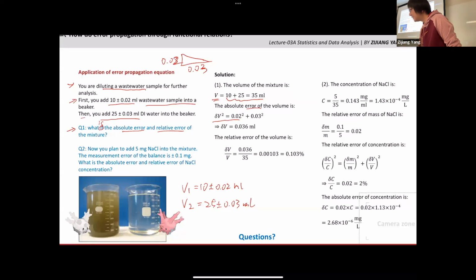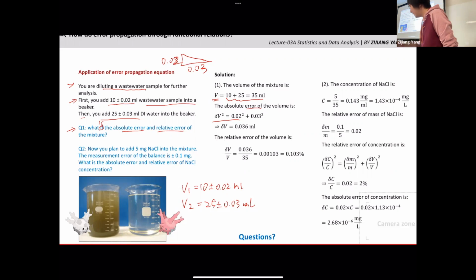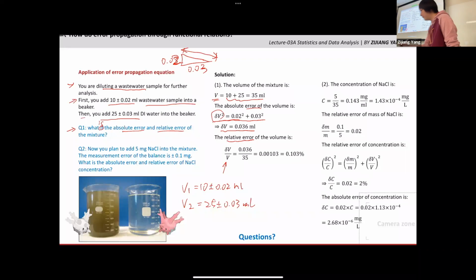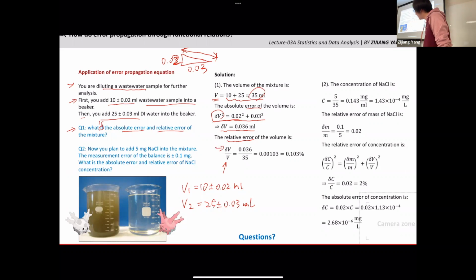I guess this should be 3, this should be 2, because this one is definitely larger. But the concept is the same. Then we can calculate the length of this side, which we have this equation, and we can solve this equation. This is the absolute error of the total volume. Then we can calculate the relative error because we know the value of this V here and the value of this delta V here. So we can do the calculation, and here is the relative error of the total volume.